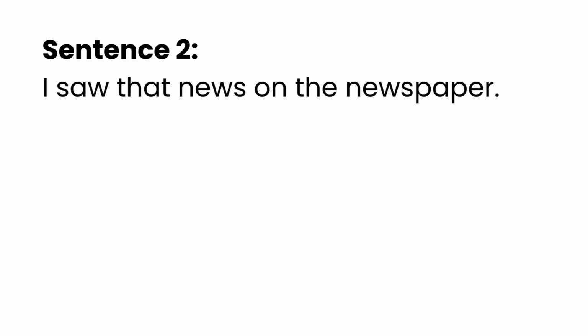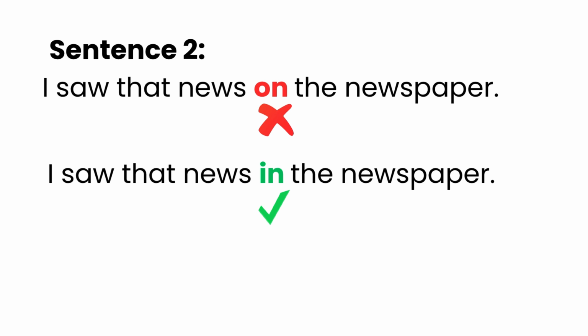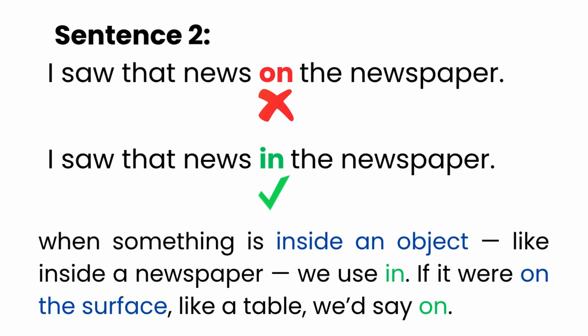Alright, second sentence is, I saw that news on the newspaper. Can you spot the mistake? We don't say on the newspaper. It should be, I saw that news in the newspaper. Because when something is inside an object, like inside a newspaper, we use in. If it were on the surface, like a table, we'd say on.